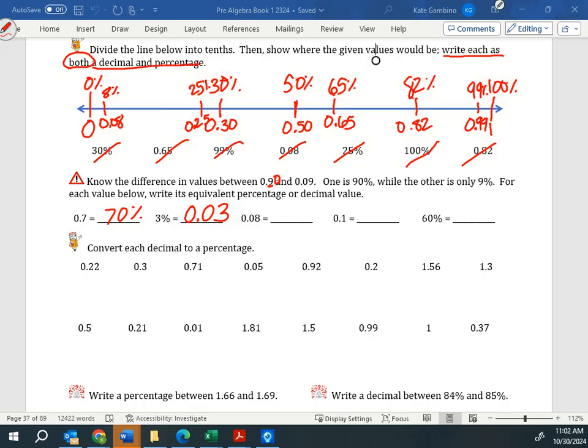If you have one whole and decimals, what's that percentage going to look like? Is it going to be below 100% or above 100%? Baby? Above. Because you have one whole, so it's 100% and more.